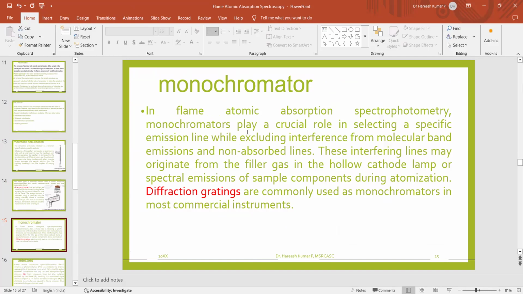Let's look into the role of the monochromator. In flame atomic absorption spectroscopy, monochromators play a crucial role in selecting the specific emission line while excluding the interference from the molecular band emissions and the non-absorbed lines. The interfering lines may originate from the filler gas in the hollow cathode lamp or a spectral emission of the sample components during the atomization. Diffraction gratings are commonly used as a monochromator in most commercial instruments.